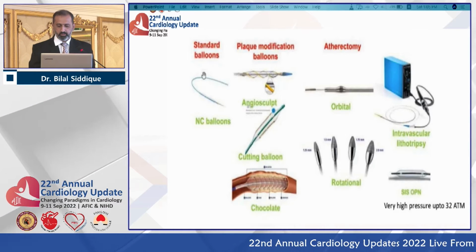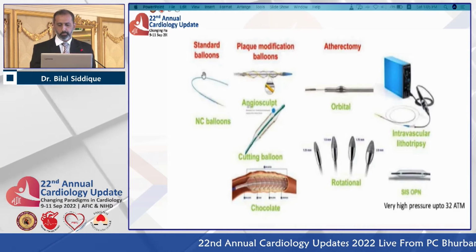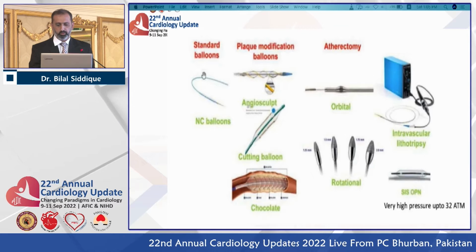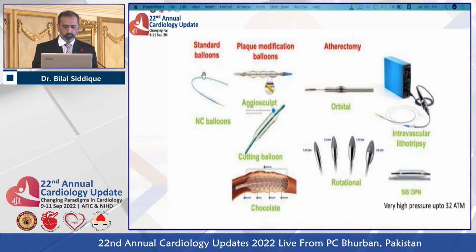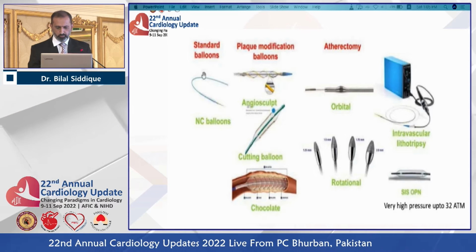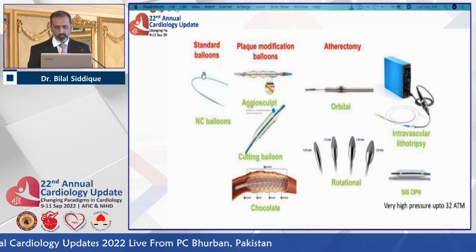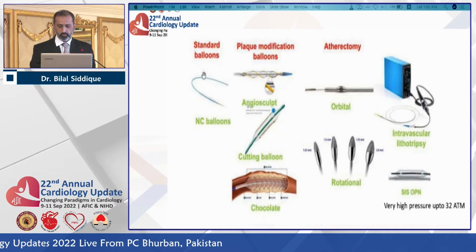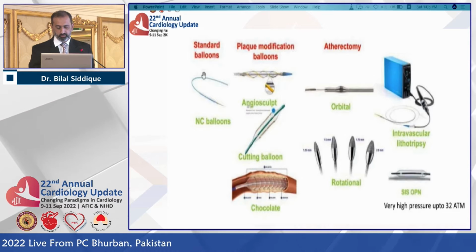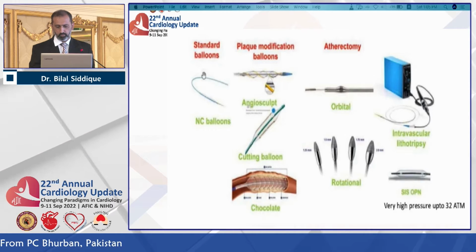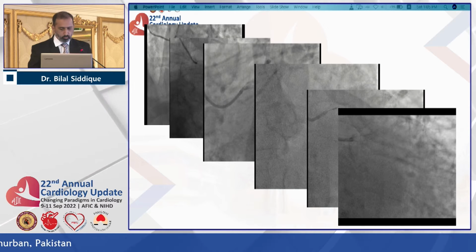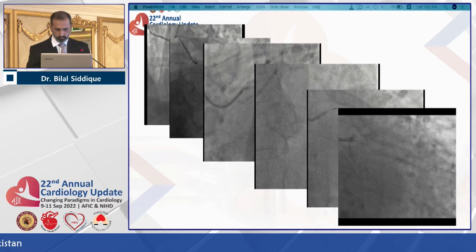Okay, sir, sorry. The currently available tools range from simple non-compliant balloons to special cutting balloons. We include AngioSculpt, scoring, cutting balloons, and atherectomy devices, which include the orbital and rotational atherectomies. Intravascular lithotripsy has shown very promising results, but however, it's still unavailable in Pakistan.